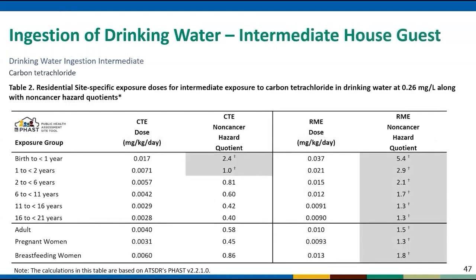This table I'm presenting now shows the intermediate results from FAST for the house guest ingesting drinking water. We do have an intermediate MRL for carbon tetrachloride, so we are able to calculate an intermediate hazard quotient. And again, that birth to less than 1 year infant has the highest HQ, which is 5.4 for the RME.